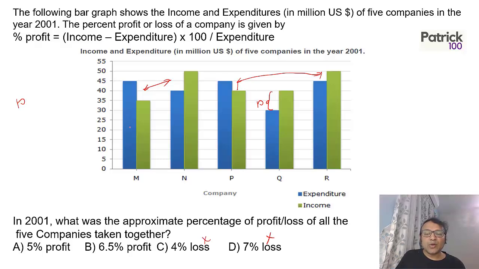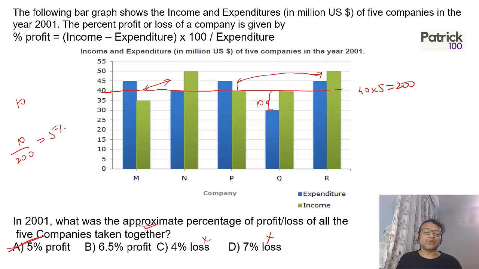Now profit is calculated on expenditure. If you look at the approximate expenditure, for each of the 5 companies it is 40. Approximate, sum up, a little more than 40. For 5 companies, the total expenditure will be 40 into 5, 200. So 10 profit out of 200 is 5%. That's what they want, approximate. You get the answer, A option.